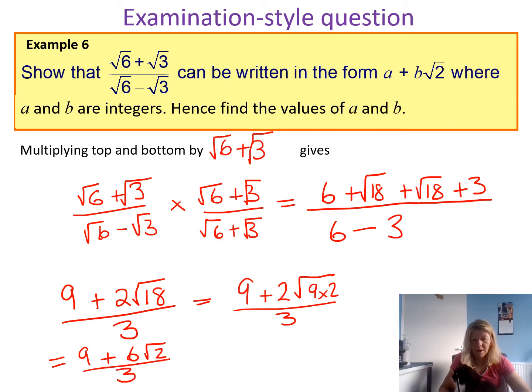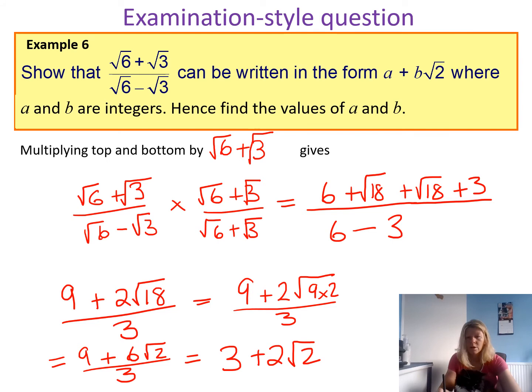So dividing by 3, each of these can be divided by 3. So 9 divided by 3 is 3, and 6 divided by 3 is 2. So we could write it like that. And that's how we want it, A plus B root 2. And that's what we've got. Our A is 3, and our B is 2.